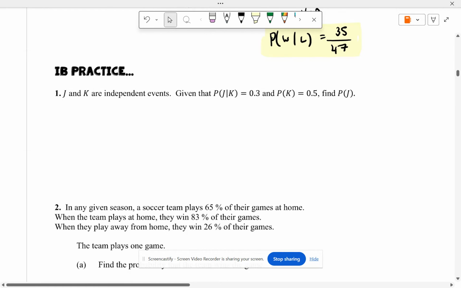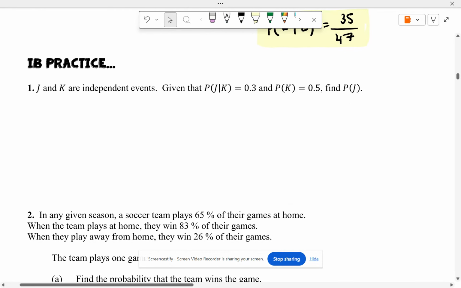Let's look at question 1. It says J and K are independent events. Given that the probability of J, given that K happened, is 0.3. Wait, stop. 1 second, right? Probability of J given that K already happened. So if it just tells me right there that J and K are independent events, does it matter that K already happened? So what is the probability of J given that K already happened?